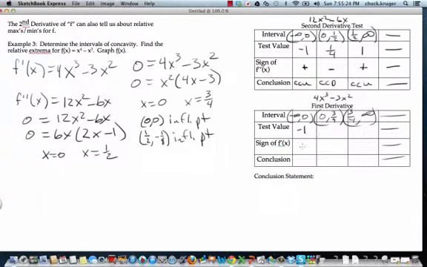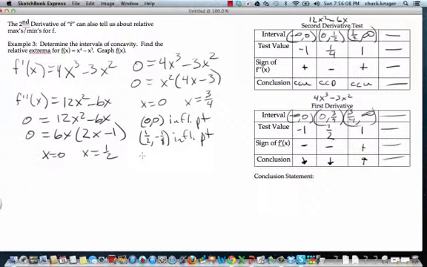I'm coming down here to the first derivative, and I have negative 1. If I put negative 1 in there, it's going to be negative, so that means my function is decreasing. And I'm going to put in 1/2. When I put 1/2 in here, I'm going to have 4/8, which is 1/2, and 3/4. So 1/2 minus 3/4 is negative. That means my function is still decreasing. And when I put 1 in here, I get a positive, which means my function is increasing.